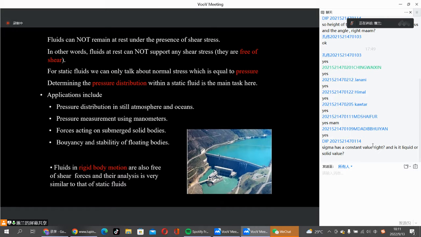We also have other applications of fluid statics: for example, pressure distribution in the atmosphere and oceans, pressure measurements using manometers, forces acting on submerged solid bodies, and buoyancy and stability of floating bodies.